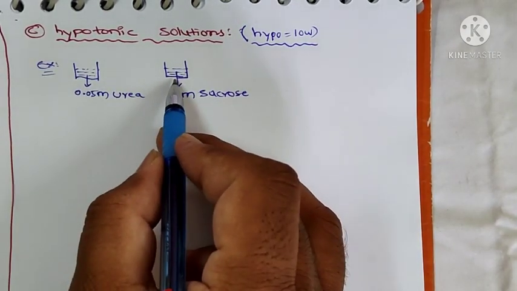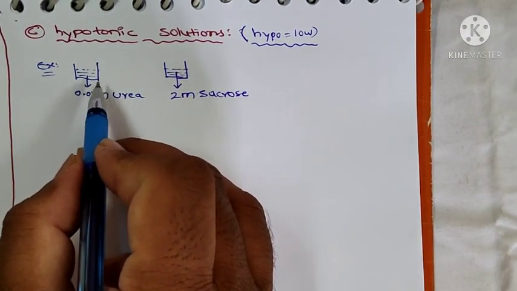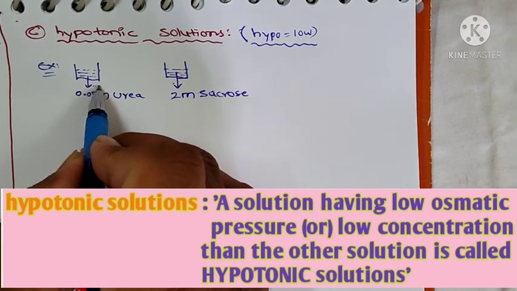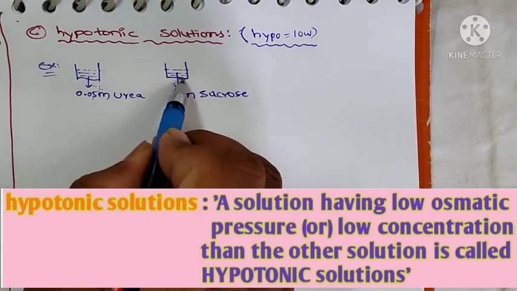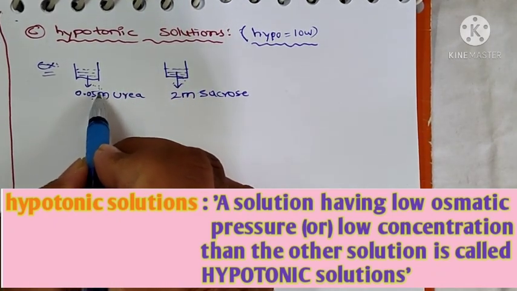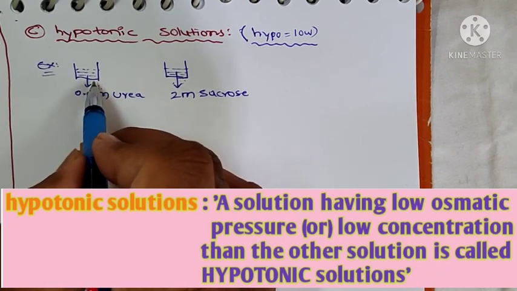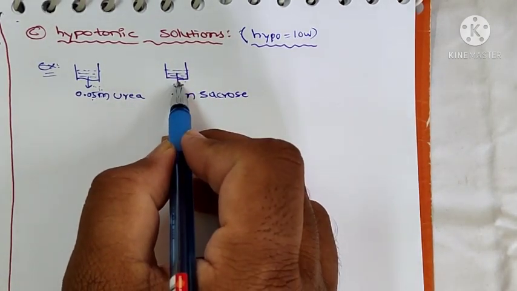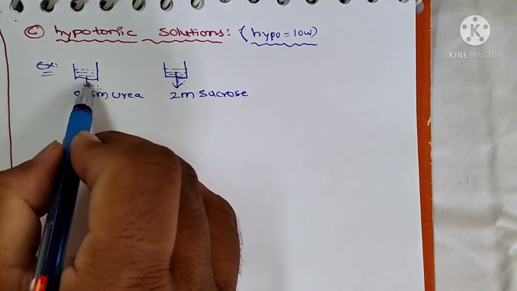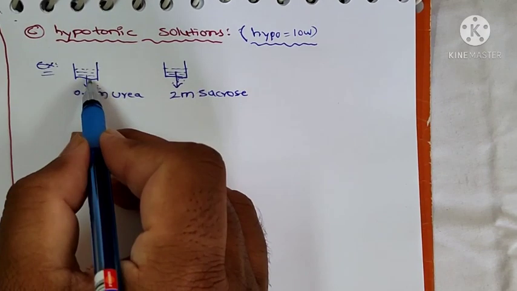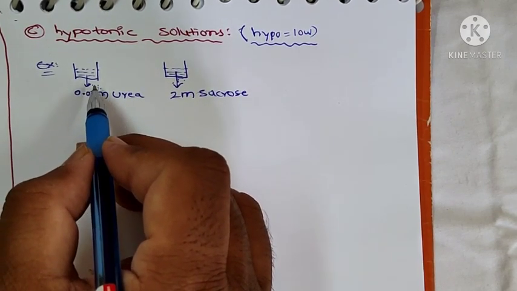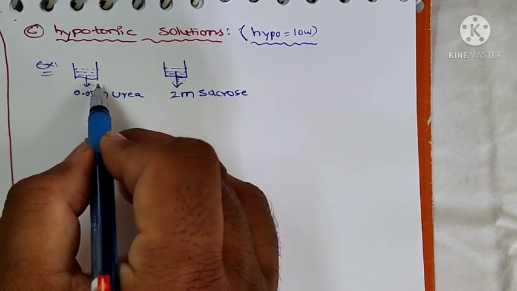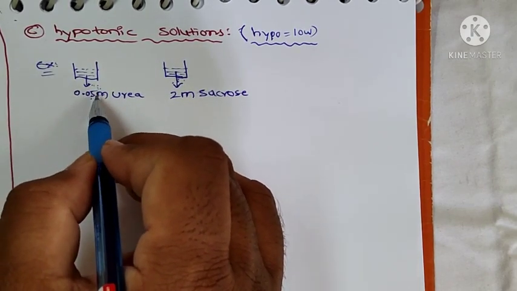When we compare these two solutions, the first solution is a hypotonic solution because its concentration is less than the second one. A solution having low osmotic pressure or low concentration than the other solution is called a hypotonic solution. And the second solution is a hypertonic solution because it has more concentration. So it is a hypertonic solution, and the other is a hypotonic solution, having less concentration.